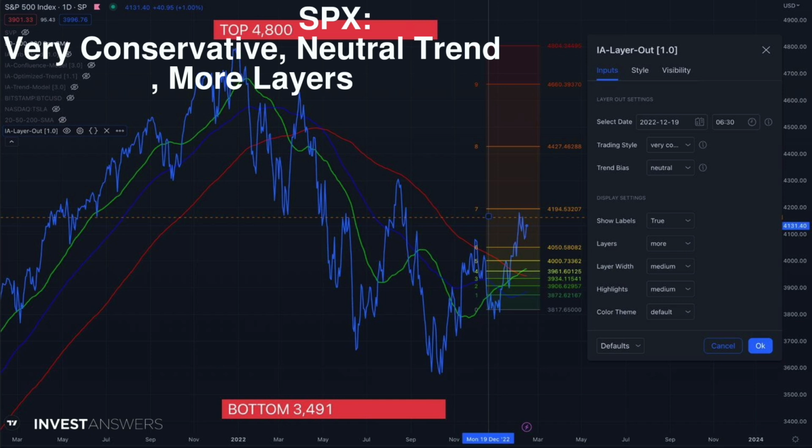It takes all the math that I have to do behind the scenes away. It does it automatically. And you'll see here as well, the top for the next 12 months could be as high as 4,800. The bottom is 34.91, but the layers only go down as far as 38.17. And again, very conservative, neutral trend, more layers for the S&P 500.